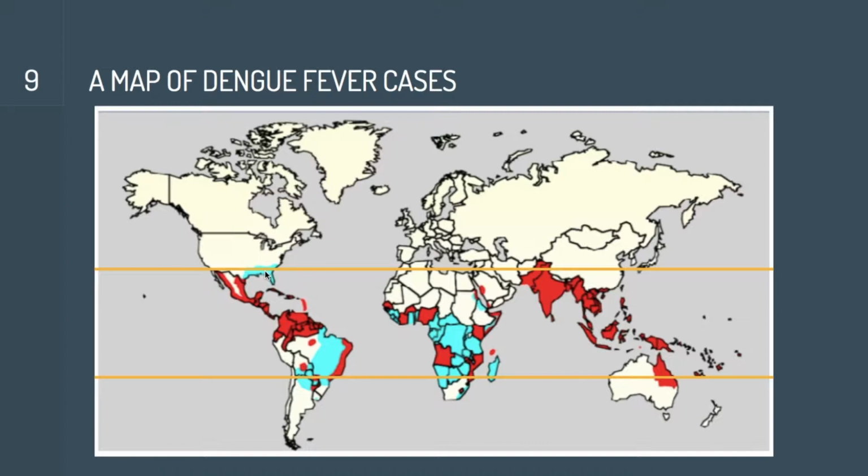So really, we also notice that between these two yellow bands is where it's most focused. Again, that's areas near the equator where it's really warm, kind of tropical or subtropical, and that's really where these mosquitoes thrive, meaning that you're going to see pretty high numbers of the dengue virus there.